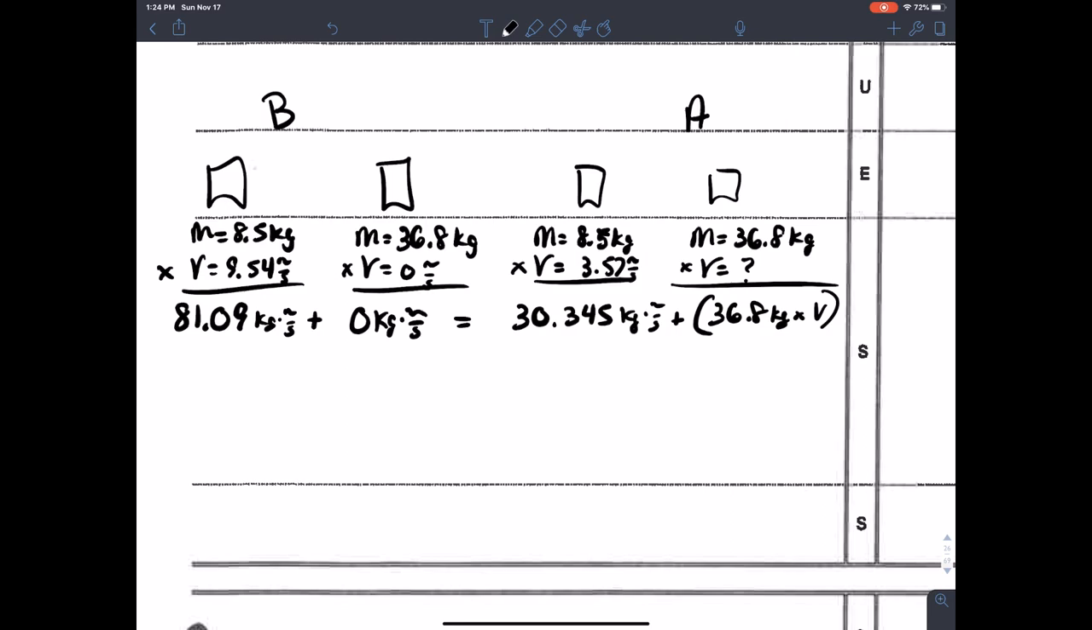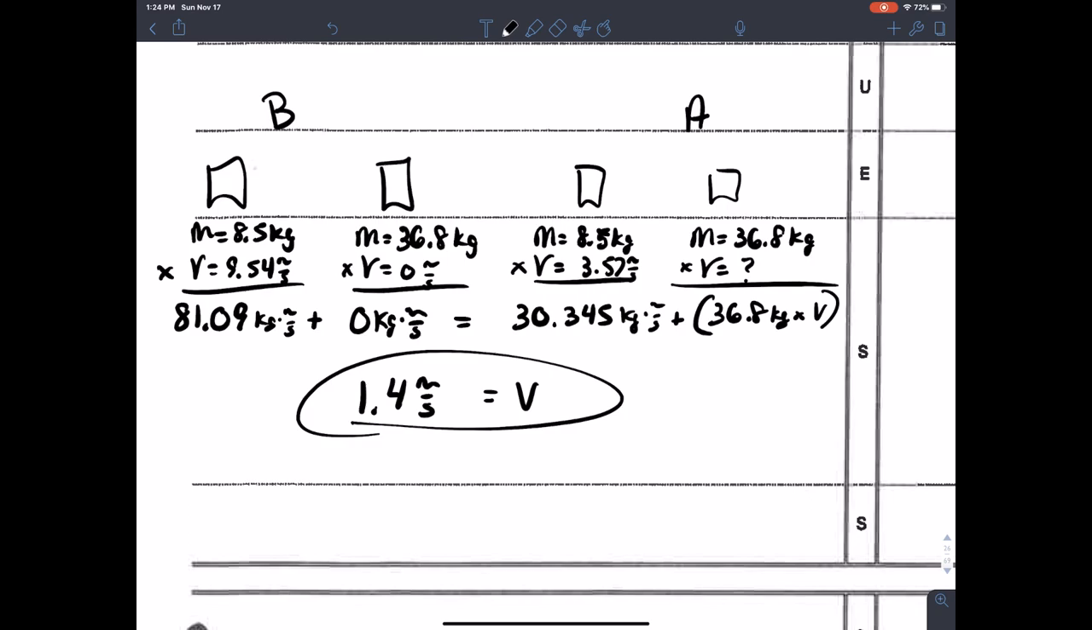36.8. Oh, I just butchered that up. So let's try this again. We have 81.09 minus 30.345 divide by 36.8. You should come up with a velocity of the second cart after the collision being 1 point, let's just round this off, say 4 meter per second is what it's going to have. Okay.